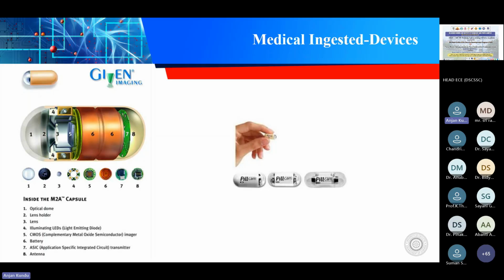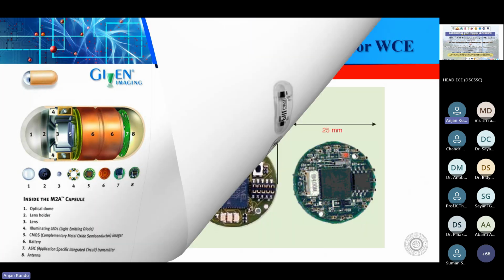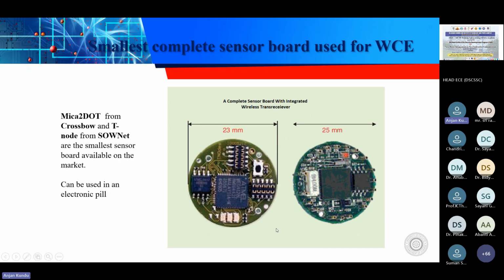So we are trying to develop this capsule at 2.45 gigahertz and 5.2 gigahertz. Of course, there is a lot of complexity. It is still in research, and we don't have a prototype yet. But this is the actual dimension of what is already in the market: SnowNet and the PillCam, 23 mm and 25 mm. These are the two structures.